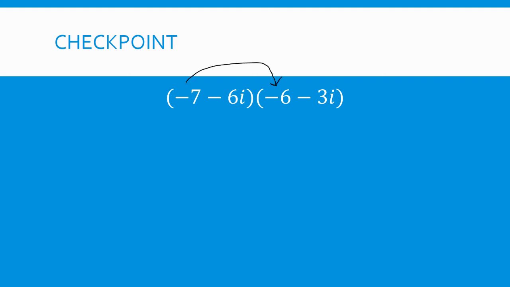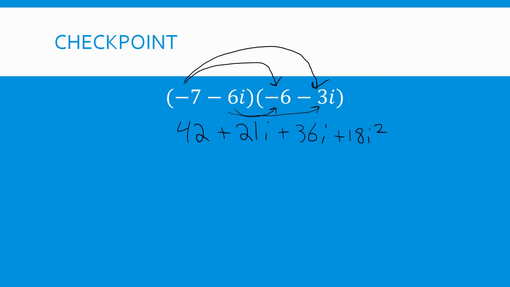7 times negative 6 gives me positive 42. Negative 7 times negative 3i, this becomes positive. 7 times 3 is 21. Tag on your i value. Negative 6i times negative 6, when you multiply these out, it becomes positive 36i. Lastly, negative 6i times negative 3i becomes positive. 6 times 3 is 18, and i times i is i squared. Combine like terms, your 42 stays as is. 21 plus 36 gives me 57i.